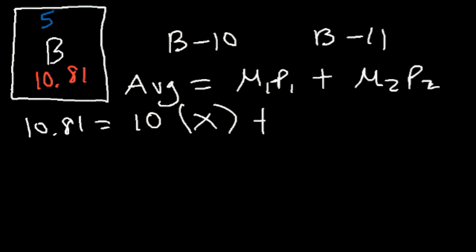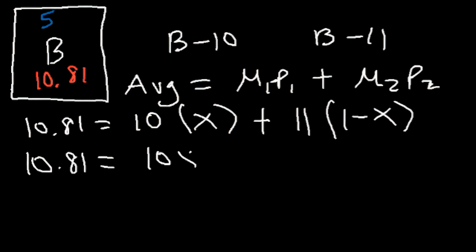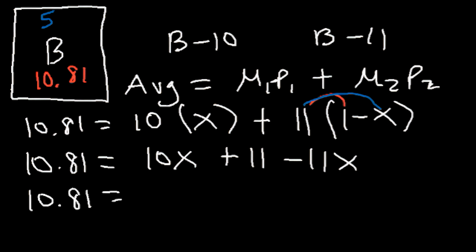M2 is the mass of the second isotope, which is 11. And the percentage is going to be 1 minus X. So we need to solve for the value of X. It's going to be 10X, and if we distribute the 11, 11 times 1 is 11, and 11 times negative X is negative 11X. Now we need to add like terms. The two like terms are 10X and negative 11X. 10 minus 11 is negative 1, or simply negative X. At this point, we need to subtract both sides by 11.